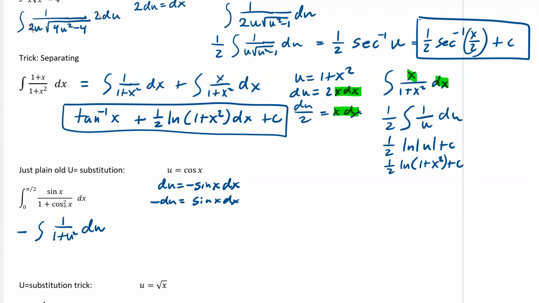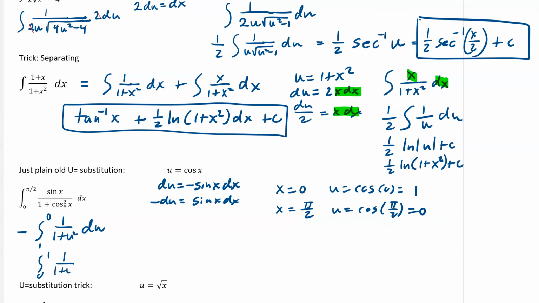Now we need to take our interval and redo it. So for x equals 0, we get u equals cosine of 0, which is 1. And for x equals pi over 2, we get u equals cosine of pi over 2, which is 0. So we're backwards. This is 1 to 0. But look, we got a negative sitting there. So 0 to 1, we can switch it and use that negative to do so. So we use that negative to switch them.